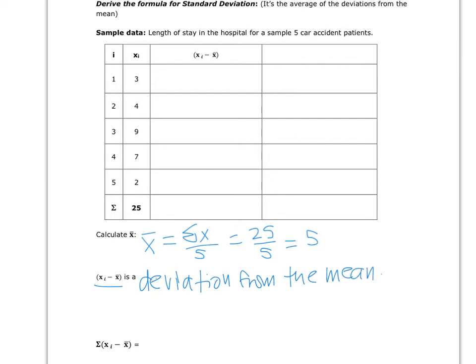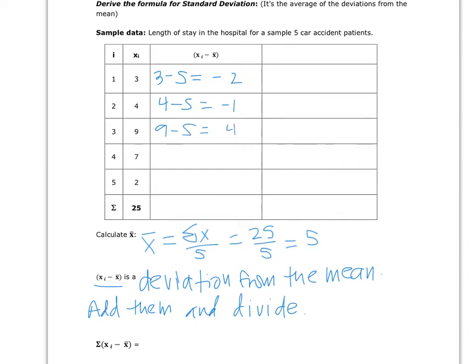And if we want to find an average, what we're going to want to do is add them up and divide. That's how you find an average. So let's go through and find that deviation for each of these values. If we take 3 minus 5, you get a negative 2, 4 minus 5, negative 1, 9 minus 5, positive 4, 7 minus 5, positive 2, 2 minus 5, we get a negative 3. Go ahead and add those up, and what do we get? Well, we get a 0.